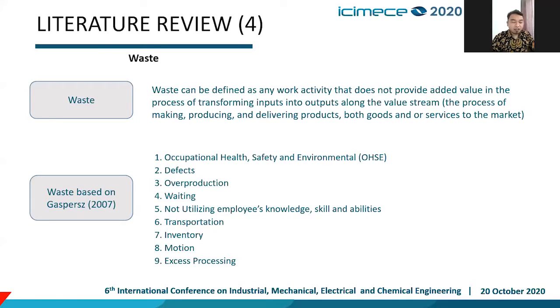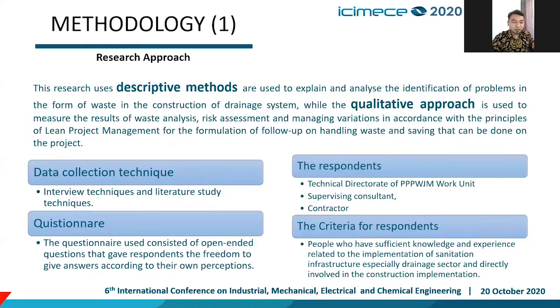There are 9 wastes based on Gaspers. The first is occupational health, safety, and environment. The second is defect. The third is overproduction. The fourth is waiting. 5 is not utilizing employees' knowledge, skill, and abilities. 6 is transportation. 7 is inventory. 8 is motion. And 9 is excess processing.